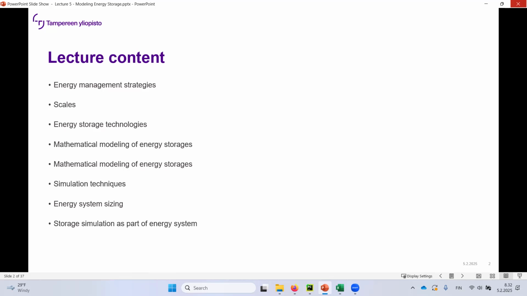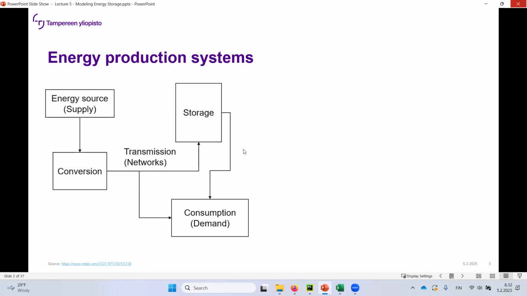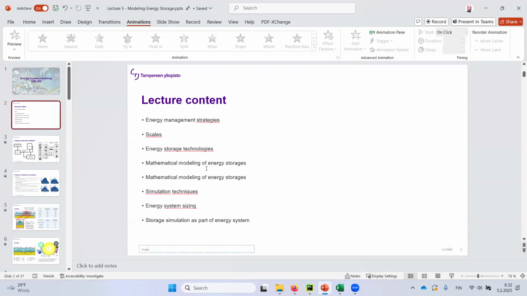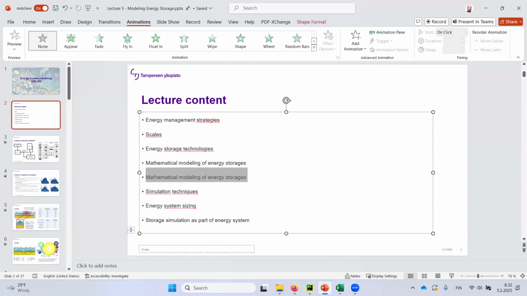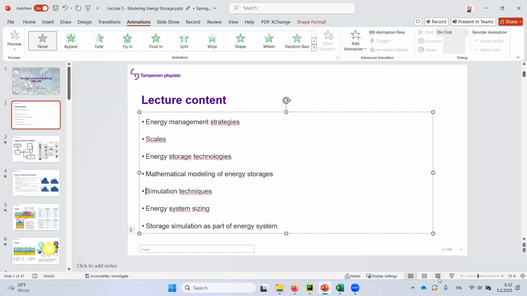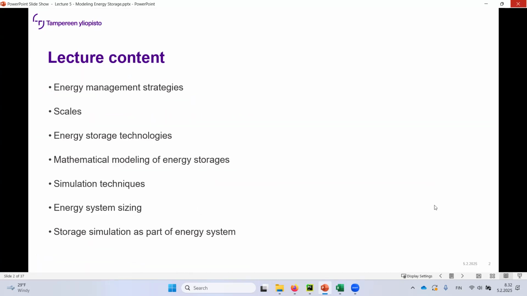Mathematical modeling of energy storages seems to be said twice in here, so you can see it's an important topic. I'll see if I can remove that from here. It seems that whenever I don't remove or correct something on the spot, it stays in the material.